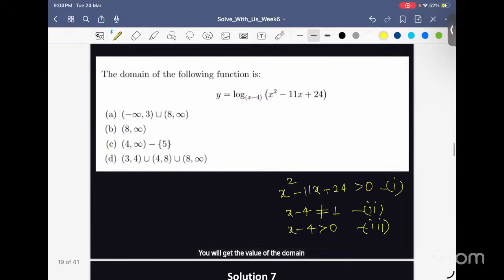Should I solve it or will you be able to solve it? We can solve it, sir. We have to take the intersection of all these things, all three, because all three should be satisfied. So 1 intersection 2. Anyone have any question?